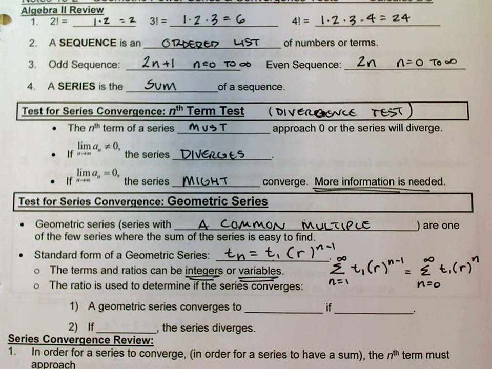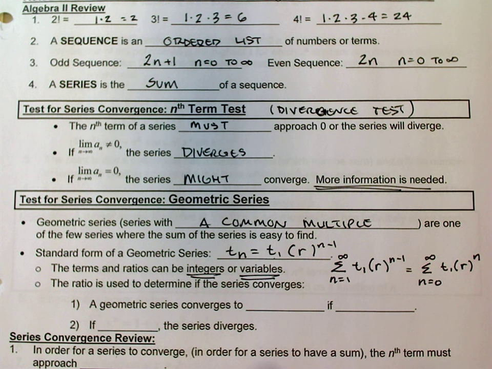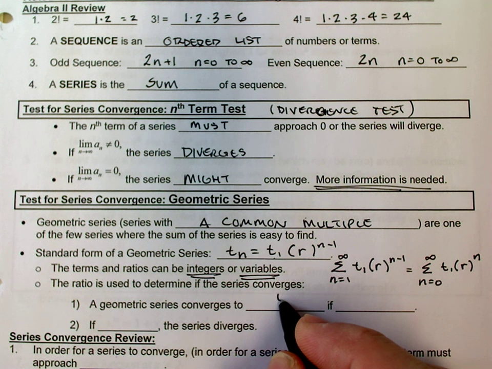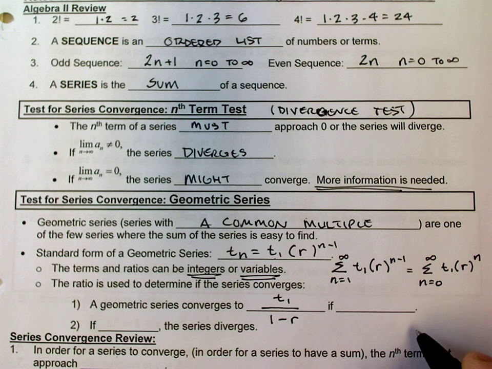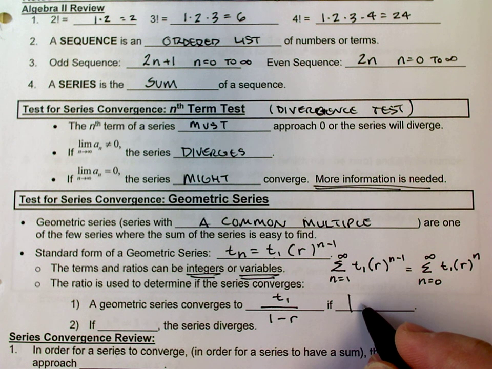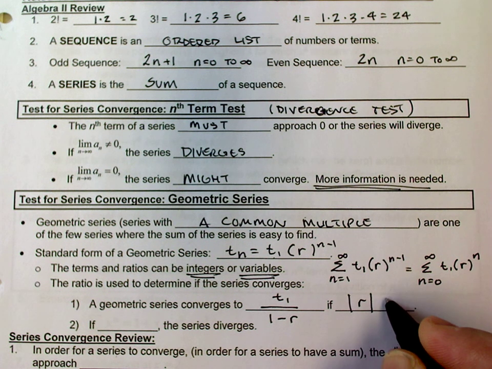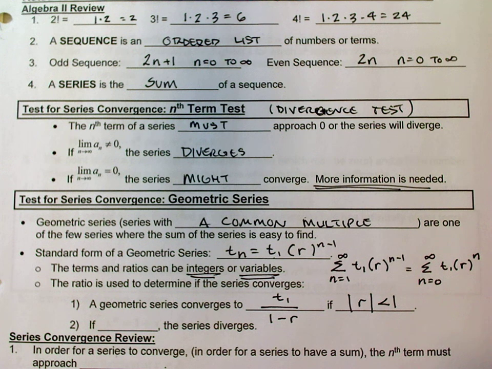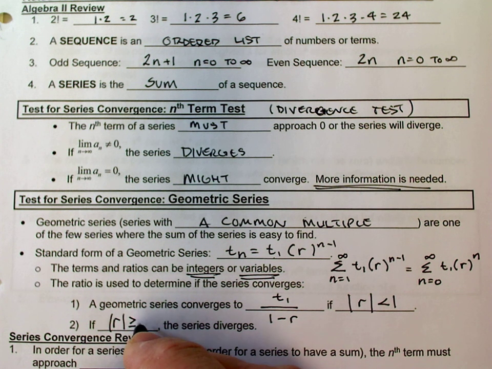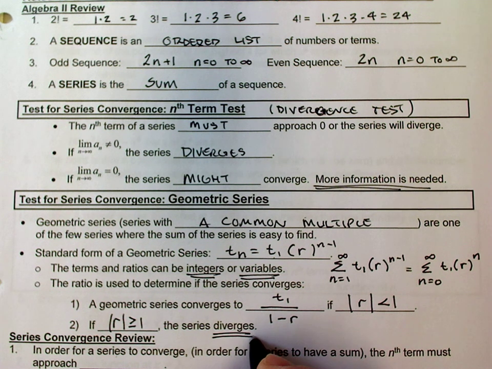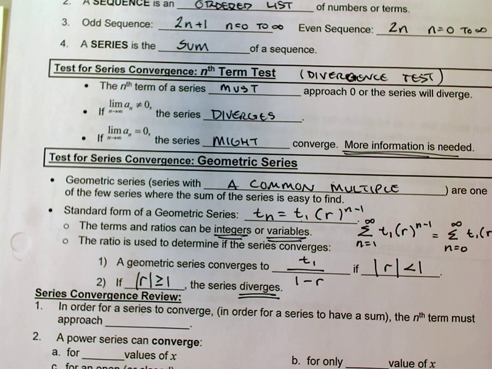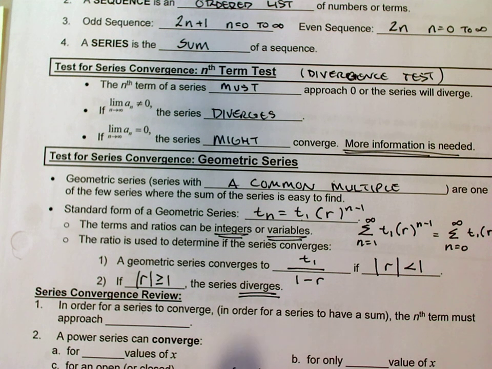Regardless of what that is, if we find that we have a geometric series, then it will always converge to this value, the first term divided by 1 minus the common ratio, and that is only if the absolute value of r is less than 1. If the absolute value of that common ratio r is greater than or equal to 1, then that geometric series will always diverge.